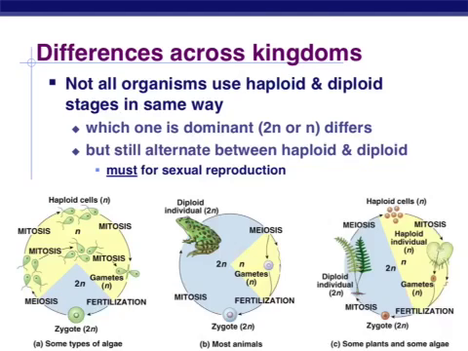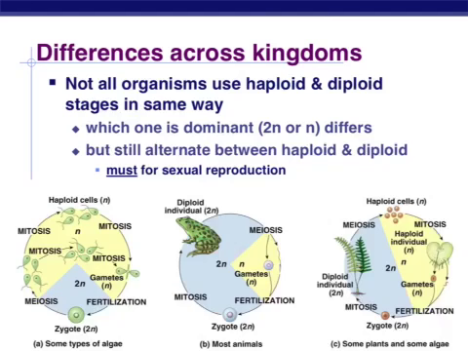Like I was saying, in organisms that are simpler, like algae, for example, you're haploid most of your life, and you're only diploid for a very small amount of time. So it just depends. But do realize that they're all going to alternate between being haploid and diploid. It just differs based on which one's dominant.